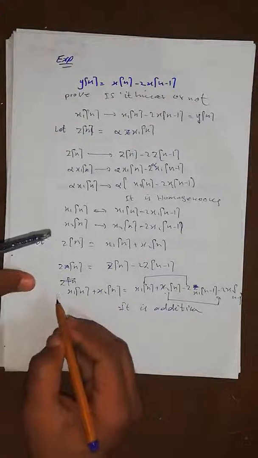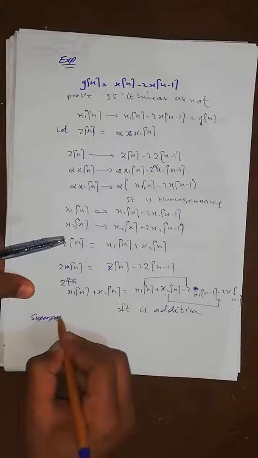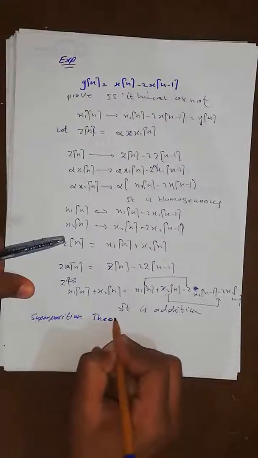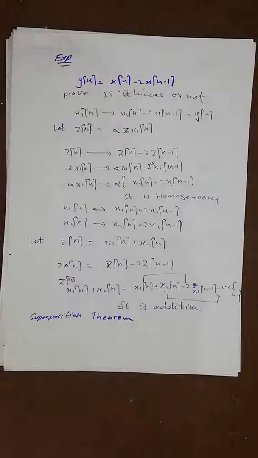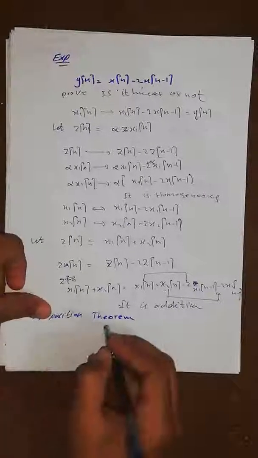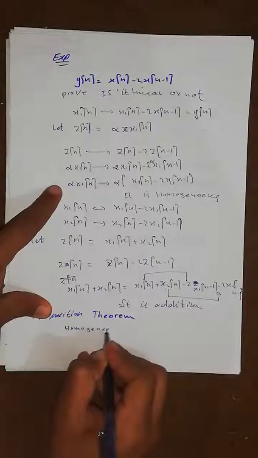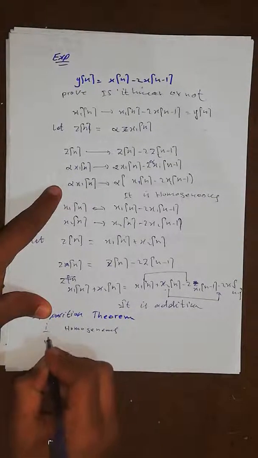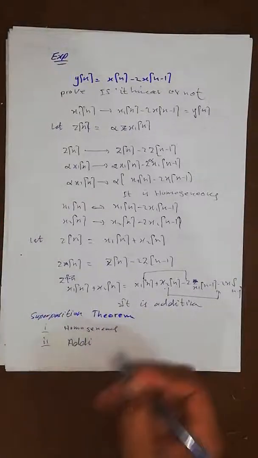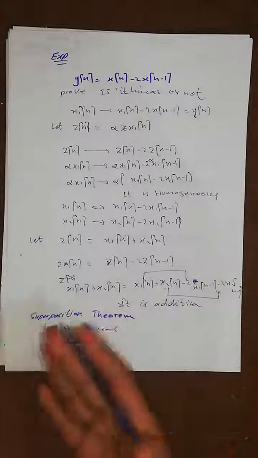Now I will discuss what the superposition theorem is. Superposition theorem is basically a theorem which has the homogeneous property and additive property. Its combination is the superposition theorem. And a system is linear if it satisfies the superposition theorem.